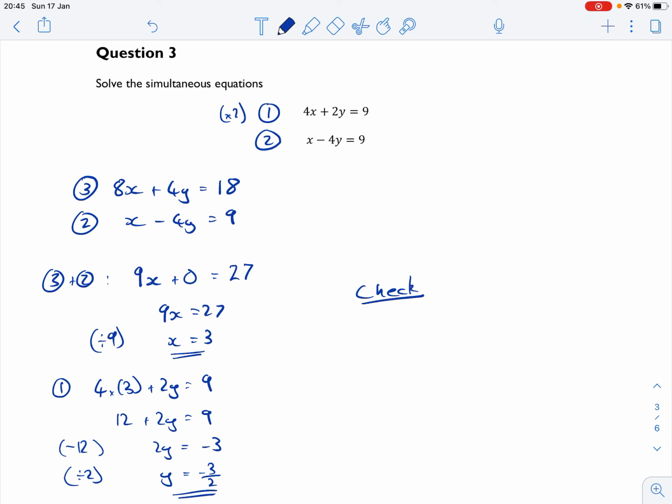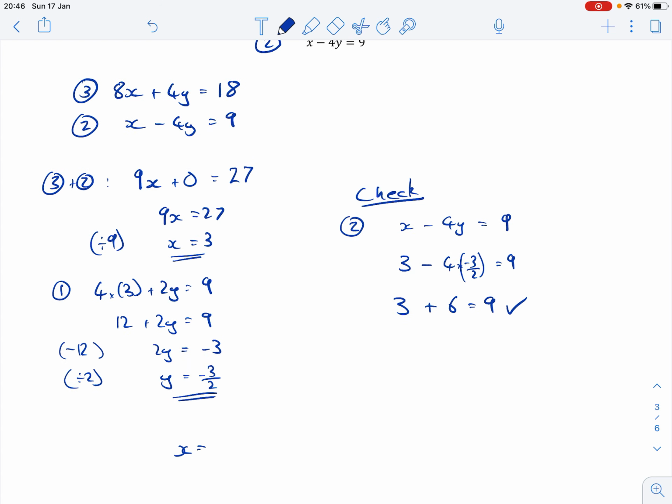And then I'm going to check. So I'm going to go to equation 2: x minus 4y is equal to 9. So 3 minus 4 times -3 over 2 should be equal to 9. It's definitely got a 3 here. Negative times a negative is a positive. 4 times 3 is 12. 12 over 2 is 6, plus 3 is equal to 9. And I'm happy that that's correct. So my final answer is x is equal to 3, y is equal to -3 over 2.